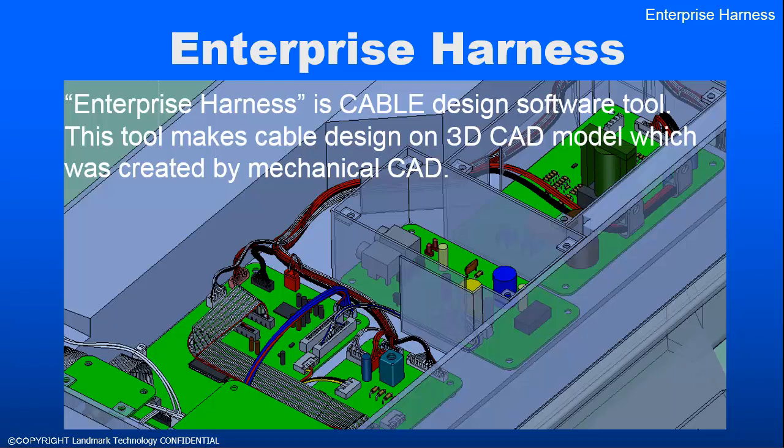Enterprise Harness is a cable design software tool. This tool makes cable design on a 3D CAD model. Enterprise Harness has 5 salient features.